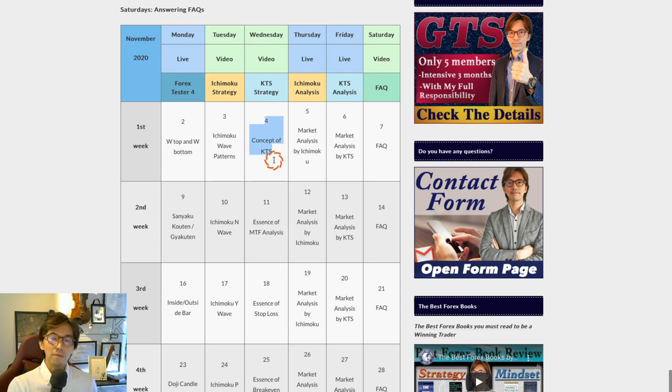Today is the 4th of November, so I decided to talk about my concept of KTS. KTS is actually my strategy, which is the Kei Trading Strategy. I just named it KTS, and I will talk about this strategy of my own. I use Ichimoku to capture trends in multiple time frames and capture trading edges in even lower time frames, 5 or 15 minute time frames. I would like to briefly introduce my strategy so that you will know how I look at the charts and analyze charts on my future public lives or membership lives.